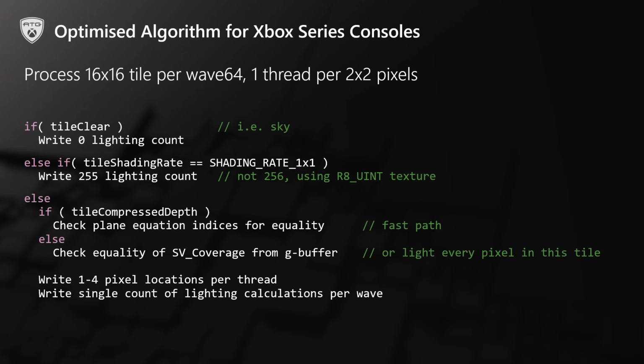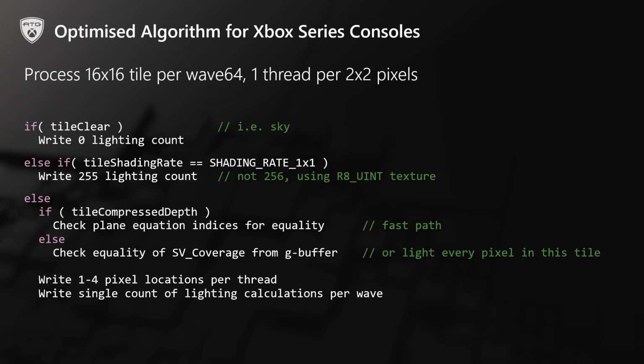The next case we get into is this tile: is the depth compressed for this tile? If so, we can check the indices into the plane equations, and this is our fast path. So the more compressed depth tiles we have, the better, and we typically end up with more when we have a better front to back ordering of, say, a depth prepass. Otherwise, we're going to check these 4 bits from the GBuffer. If you don't want to give up 4 bits from GBuffer, you could just bail at this point and light every pixel.